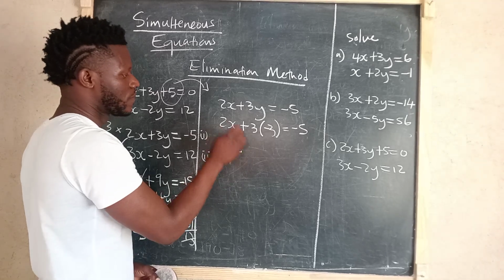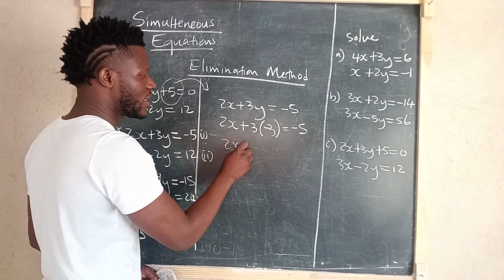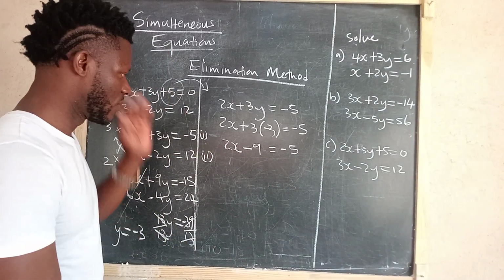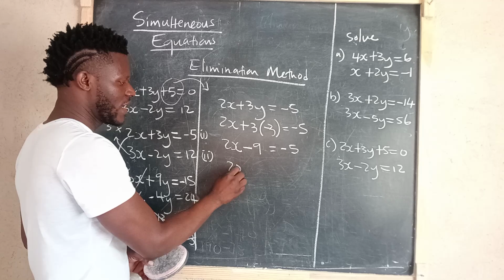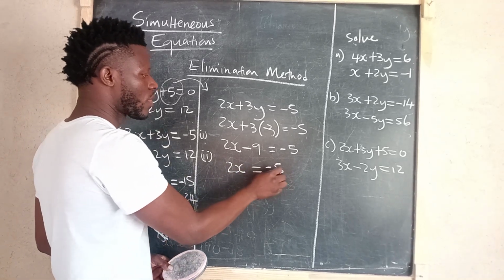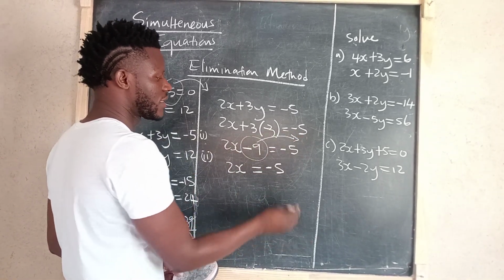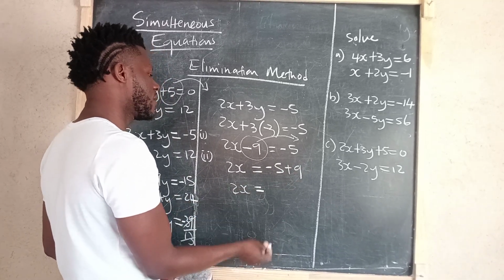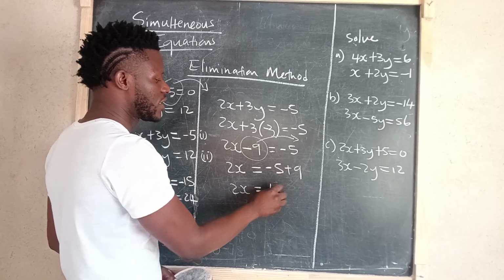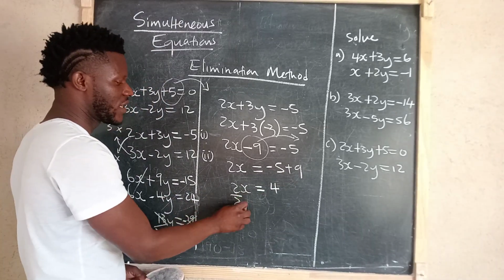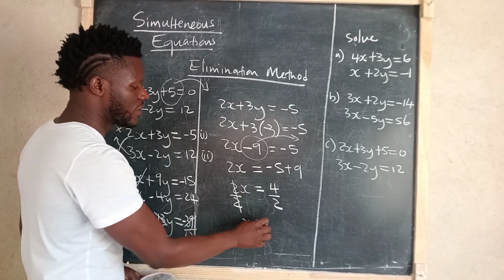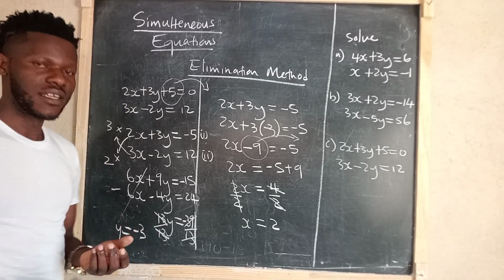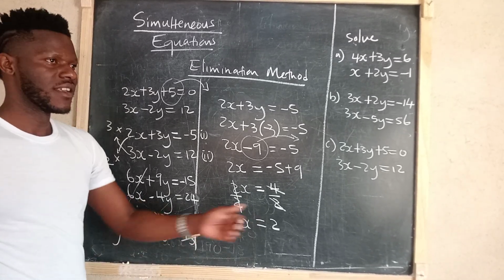Now 2x, 3 times minus 3, you get negative 9. It's always very important to handle directed numbers with accuracy. Finally, by grouping, negative 9 when grouped to the other side becomes positive 9. 2x is equals to minus 5 plus 9. You are going to subtract and get a positive 4. Then we divide by 2 both sides, and x is 2. Simultaneously, through elimination, we got to know the value of y and the value of x.